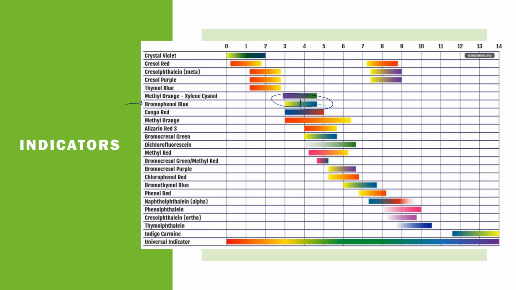Methyl orange is another common one. It has a little bit broader range based on its structure. Methyl red is a pretty common one.